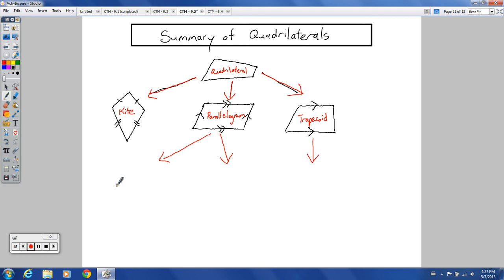And so from here, you could have something that looks like this, where all the sides are congruent, or you could have something like this. Notice these are both special types. They're specialized types of parallelograms. Opposite sides are still parallel, but here I'm saying that all sides are also congruent, and here I'm saying all angles are also congruent.